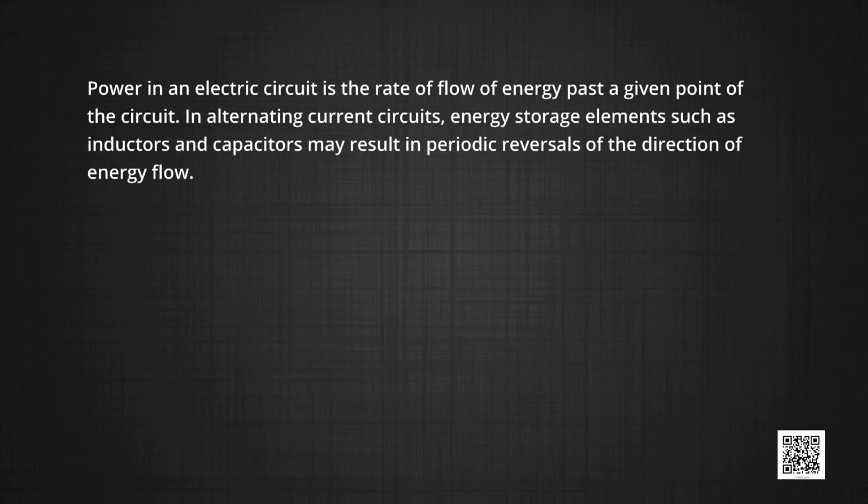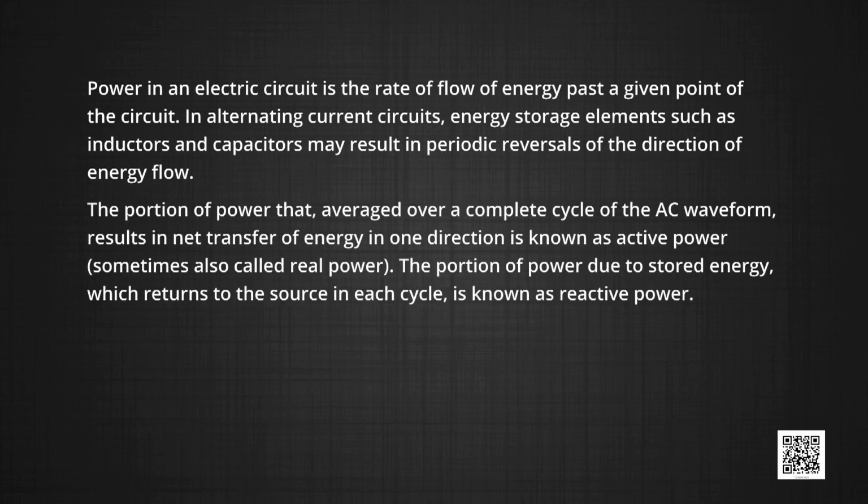This RMS current is equivalent to the DC current that would produce the same average power loss as the alternating current. Power in an electric circuit is the rate of flow of energy past a given point of the circuit. In alternating current circuits, energy storage elements such as inductors and capacitors may result in periodic reversals of the direction of energy flow. The portion of the power that averages over a complete cycle of the AC waveform and results in net transfer of energy in one direction is known as active power. Sometimes we call it real power.